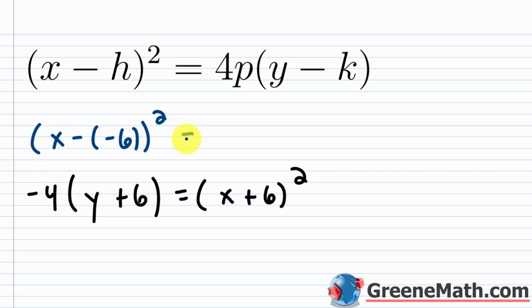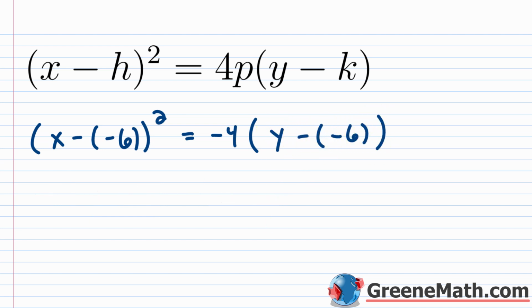This is quantity squared is equal to -4 times the quantity. Instead of y plus 6, let's write y minus a -6. And again, let's match things up. So your h is -6. This is a minus, this is a minus. And then your k is -6. Again, this is a minus and this is a minus. So this right here, I'll just arrow. And same thing right here, I'll just arrow. So we'll say that h is equal to -6, and then k is equal to -6 as well.